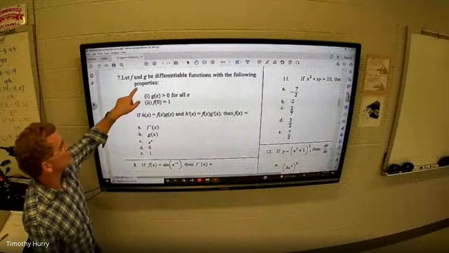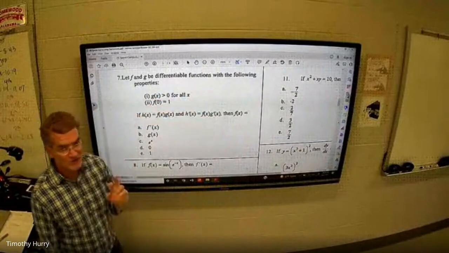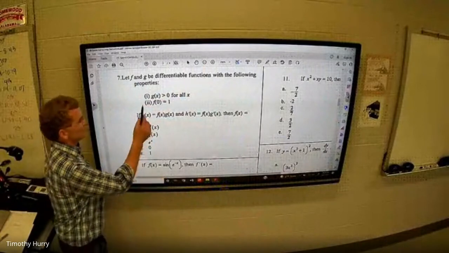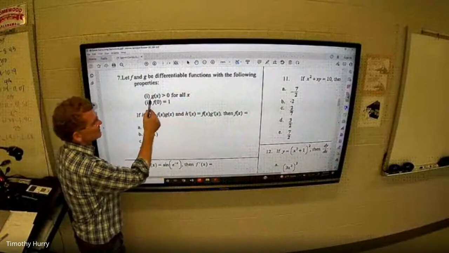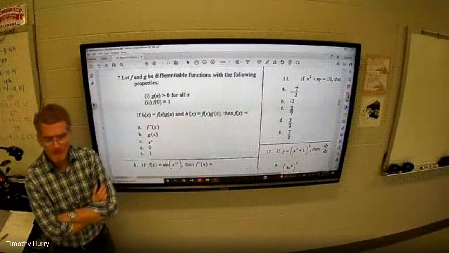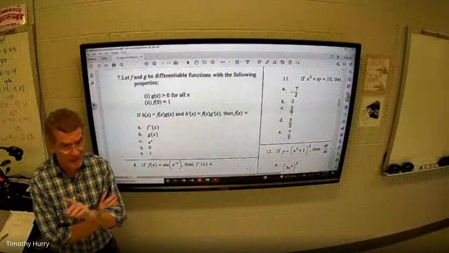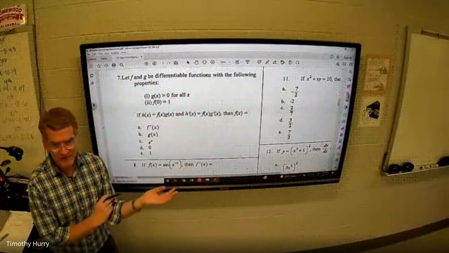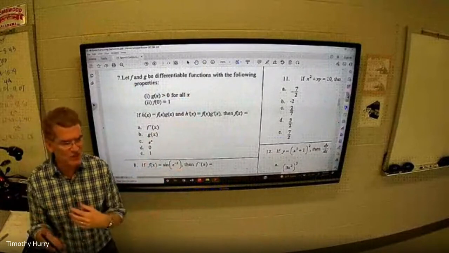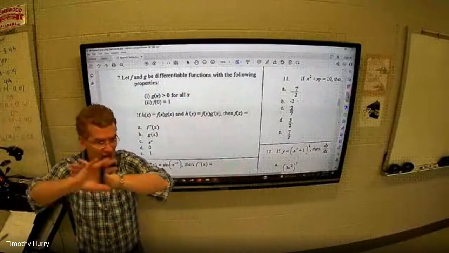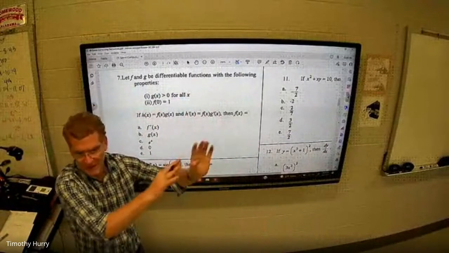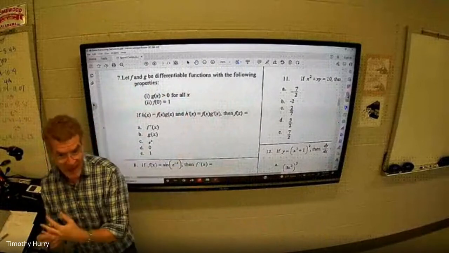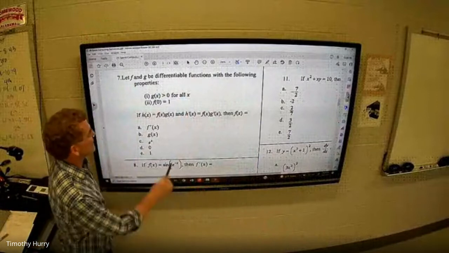So let f and g be differentiable functions with the following properties. First of all, if I tell you they're differentiable, then you also know they're continuous. So g of x is greater than 0. What does g of x mean? It means the y values of the g function. If I said g, g means the entire function, the whole y equals blah, blah, blah, x. But if I say g of x, I mean the y values of that function, just like if I say x, I mean the x values of that function. So I'm saying the y values are greater than 0.